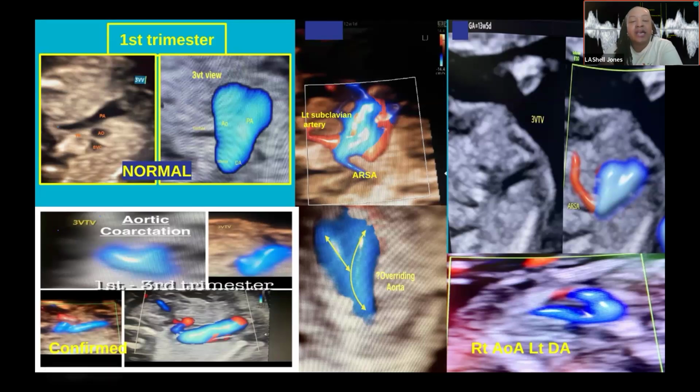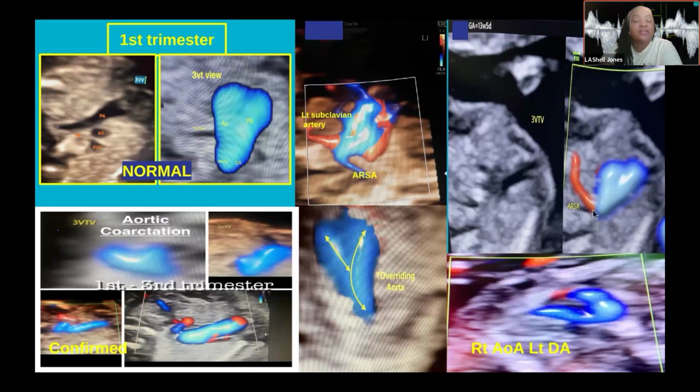With this particular case, I was able to follow all the way until delivery. And so this is a progression of aortic coarctation from the first trimester into the 3rd trimester, which was confirmed. Okay, we also have a case of an aberrant right subclavian artery. That's the extra vessel seen below the trachea, which you can see here. We had a confirmed case of overriding aorta, just there.